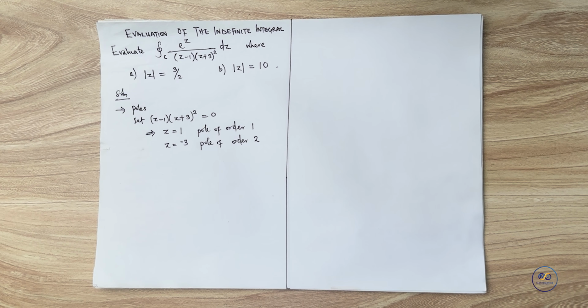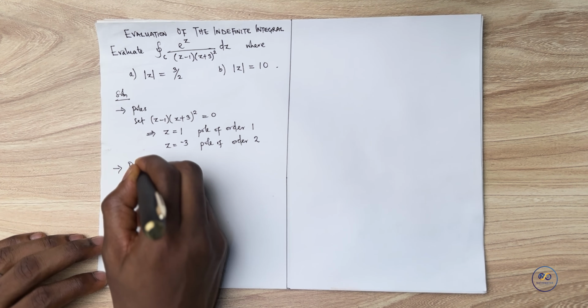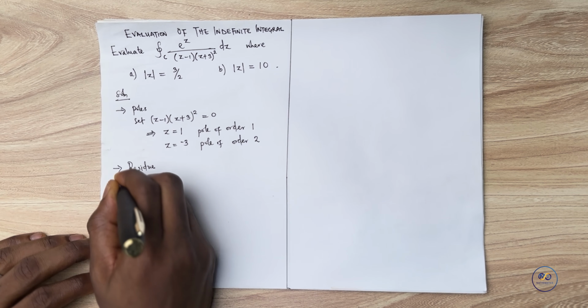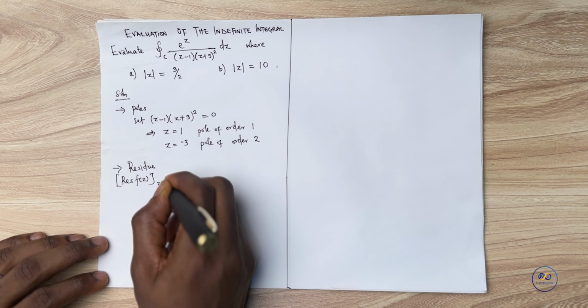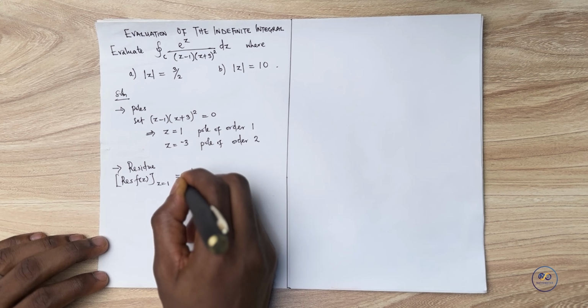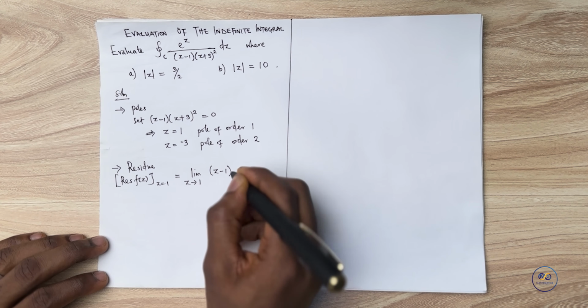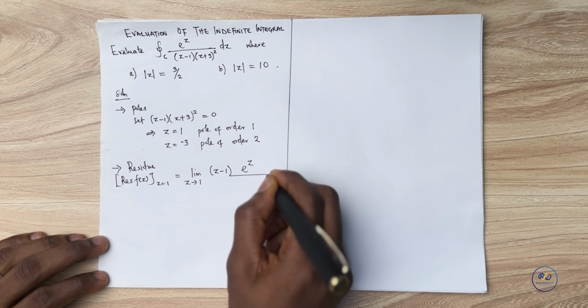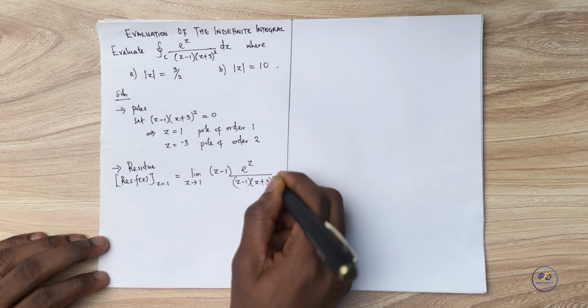Now for these poles, the next thing is for us to calculate the residue on both poles. For the residue, we know the formula. In the case of the first pole, which is a simple pole at z equal to 1, we simply have the limit as z tends to 1 of (z minus 1) e^z divided by (z minus 1)(z plus 3) squared.